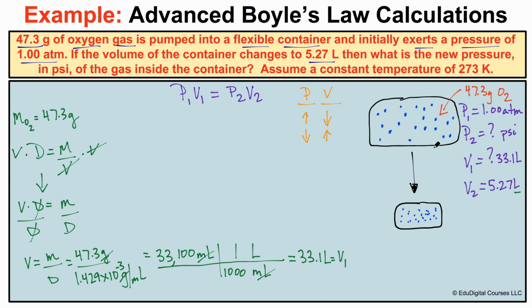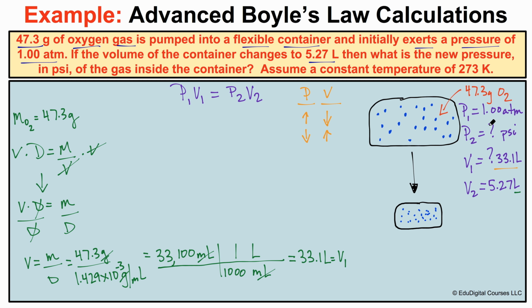And so if we take a look, what's happening to our container here? Our container initially was 33.1 liters, right? And if we take a look, our container is getting smaller. It's decreasing, right, to 5.27 liters. So if the volume is going from 33.1 to 5.27, we can see that the pressure inside of this container is going to increase, right? If the volume is decreasing, then the pressure is going to increase. So we should end up with a final answer that is greater than 1.00 atmospheres or 14.69 psi.